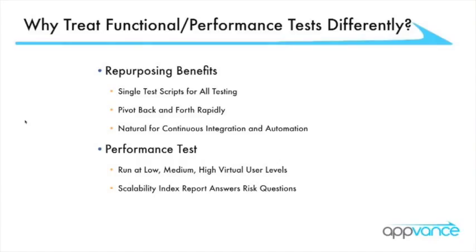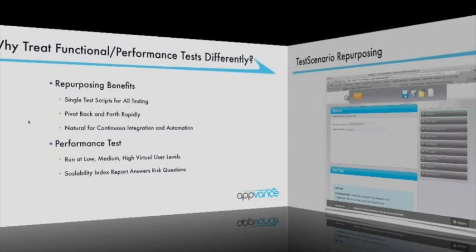By doing that, you'd be able to see what the scalability index of the app under test looks like. In other words, how does the app vary its end user experience performance based on the number of users using it concurrently? So I call that a scalability index report, and it answers all of those business managers' questions about what's the risk to launching this app. So would you like to see this in play? Let's take a look.